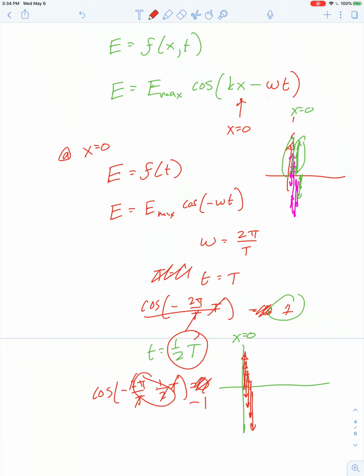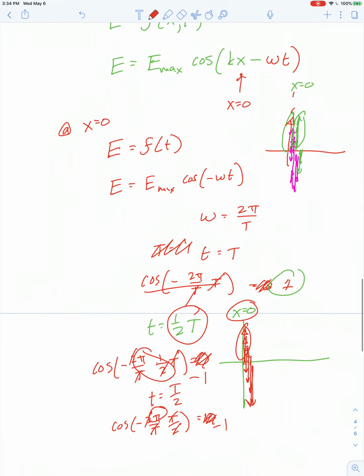Yeah, right. If we let t equal 1/2 a cycle, then the cosine of negative 2 pi over period times period over 2. Oh yeah, the 2 cancels out, the T cancels out. This is cosine of negative pi, which is negative 1. So we're saying the electric field has gone from being its maximum value at the origin to being its maximum negative value at the origin.